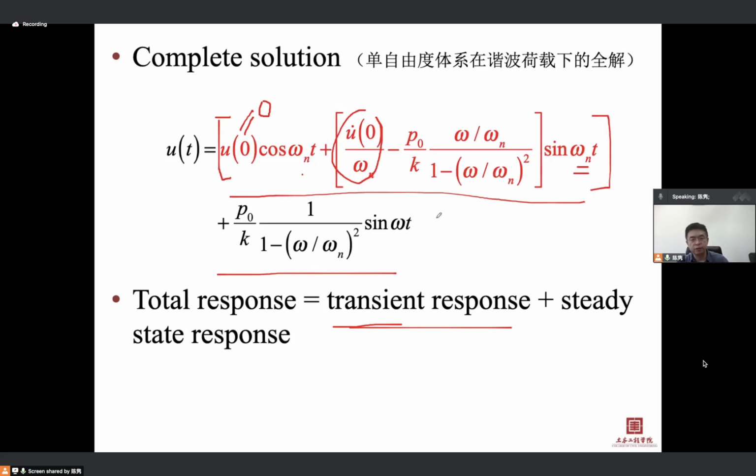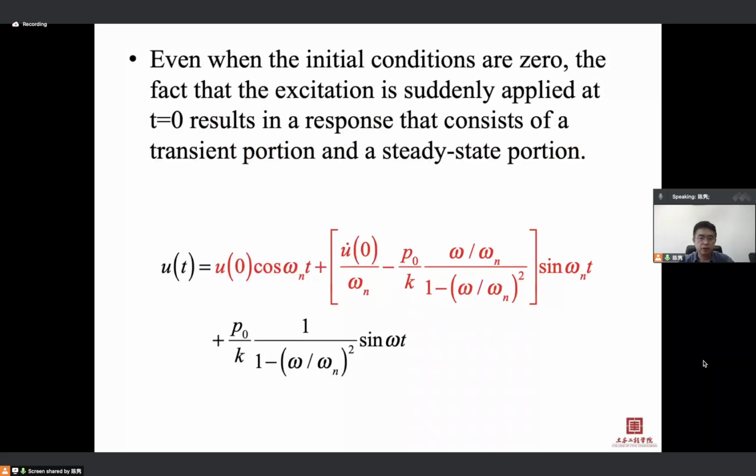You can see here. This is the thing about this transient response: even if the initial condition is zero, when the excitation is suddenly applied at time zero, it will still result in a response that consists of a transient part and a steady part. The two parts still exist.